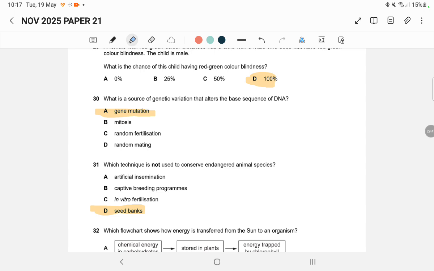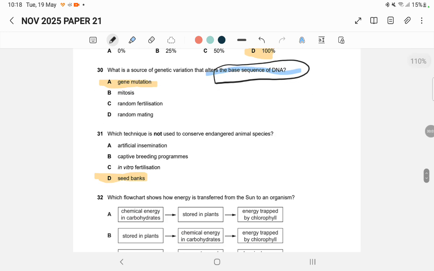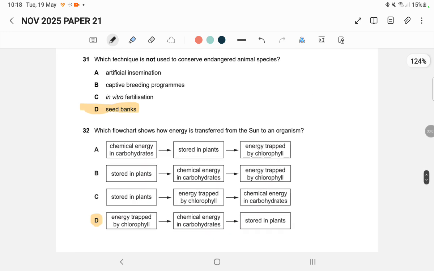Now 30. What is the source of genetic variation that alters the base sequence of DNA? Of course it is gene mutation. Why not mitosis? Because mitosis does not affect anything about the DNA. It only copies the cell. Remember it like this: random fertilization causes production of a zygote, okay? Random mating does not change the base sequence of the DNA. It only causes genetic variation for the organism to survive.